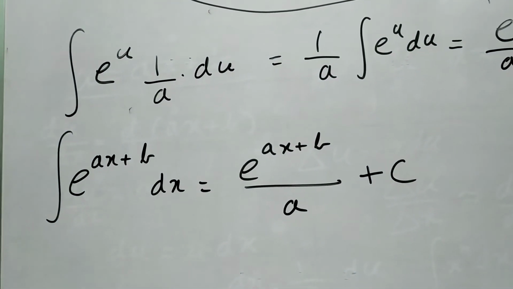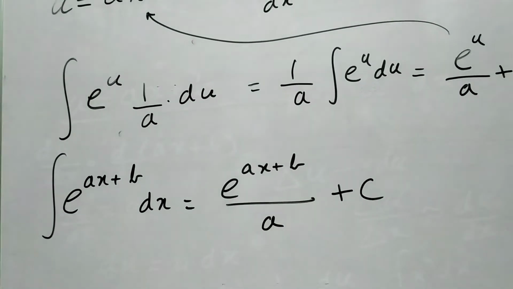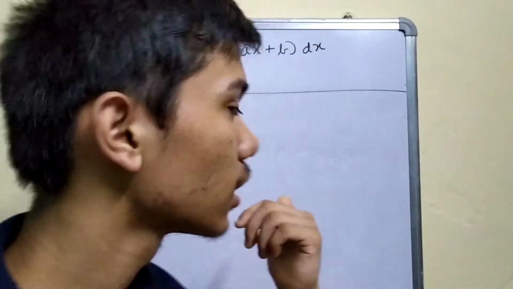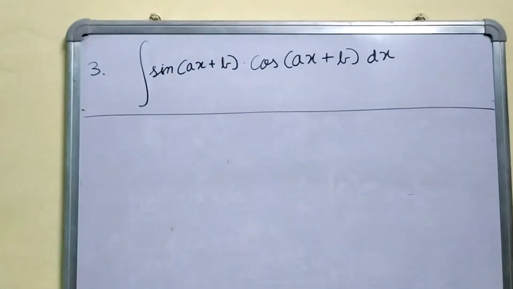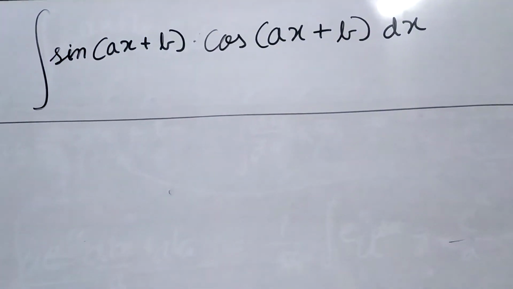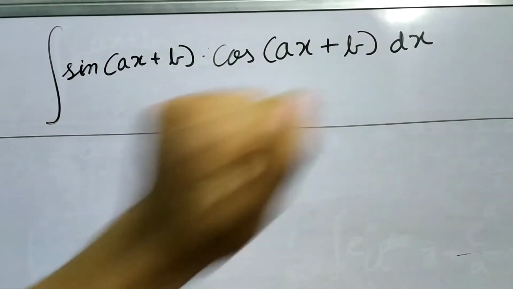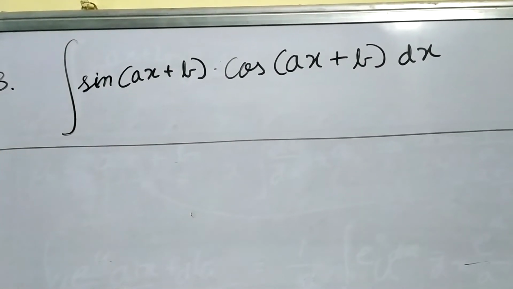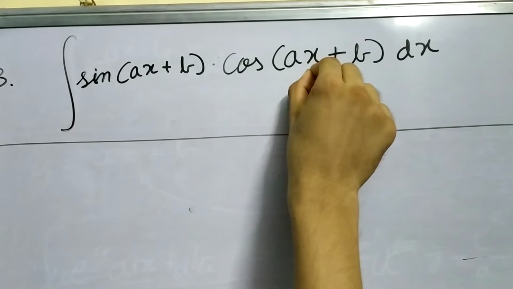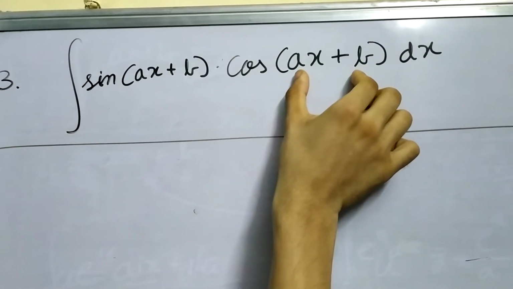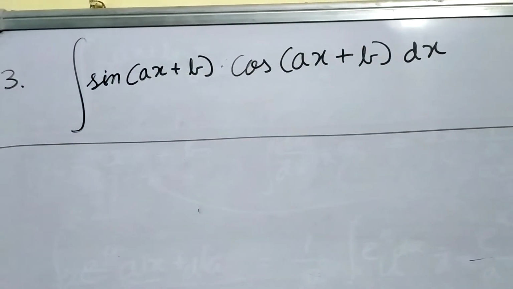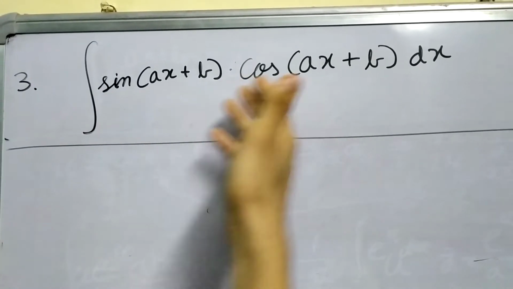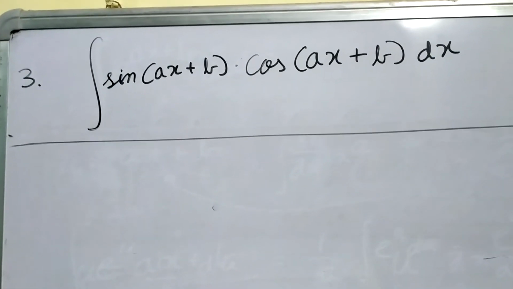Now let us do one last example. So we have this long looking integral, integration sine of ax plus b times cos of ax plus b. So what this means is a and b are constants, of course. You put in x, so first you will evaluate this function and then you will evaluate the cos of it. How do we integrate something like this?